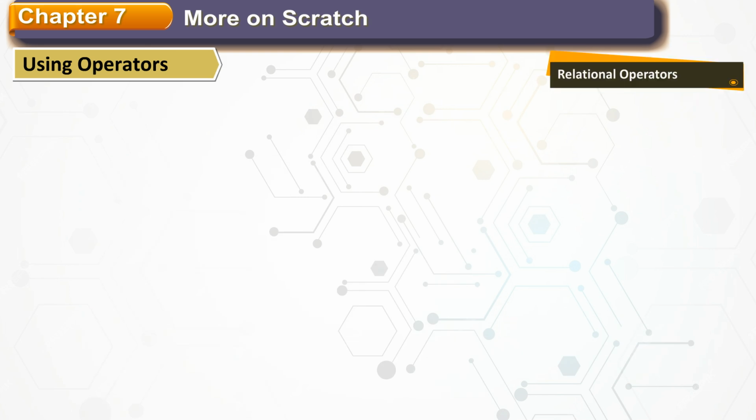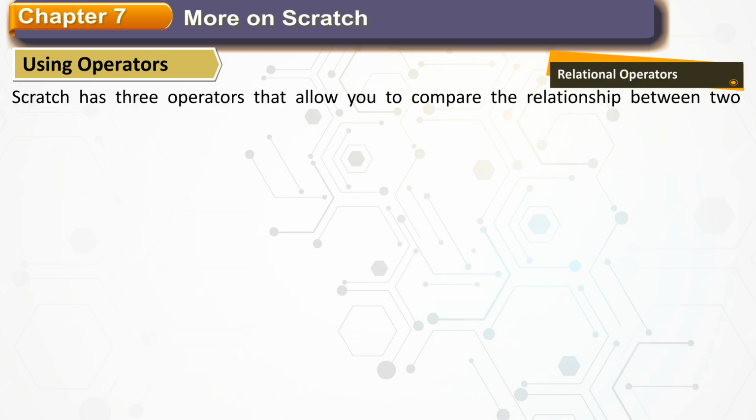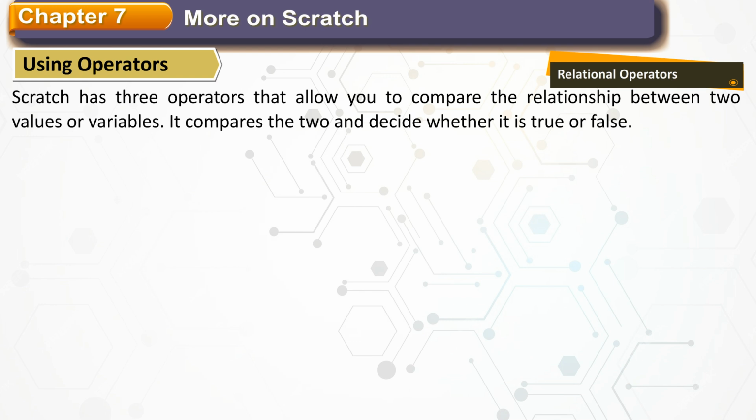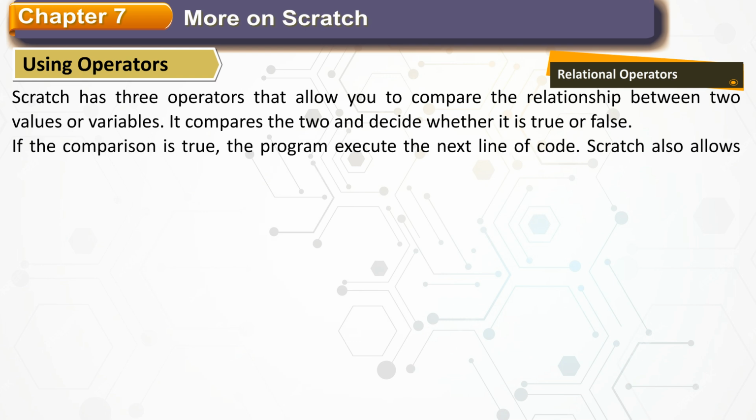Relational operators. Scratch has three operators that allow you to compare the relationship between two values or variables. It compares the two and decides whether it is true or false. If the comparison is true, the program executes the next line of code.